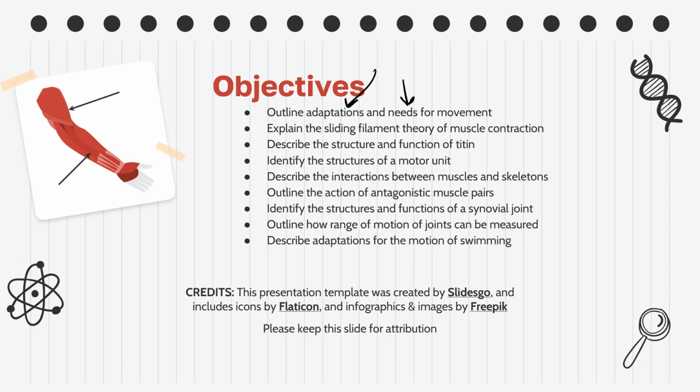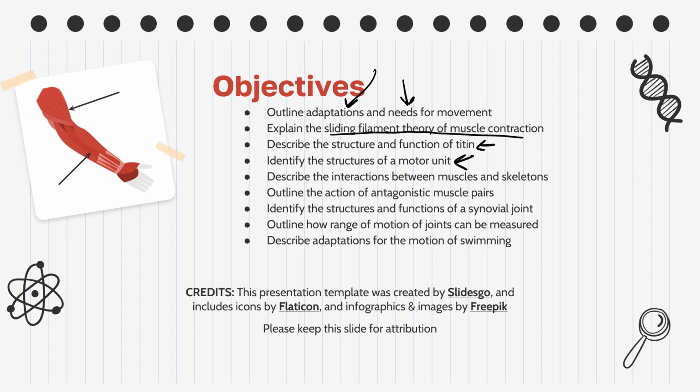We talked about the sliding filament theory of muscle contraction. We've got our myosin heads that bind to the actin, and then there's the power stroke when the ADP pops off, and that causes the actin to slide toward the M line, shortening the sarcomere. We talked about the structure and function of titin. It's ginormous, and it acts like a spring. It binds the myosin to the Z discs.